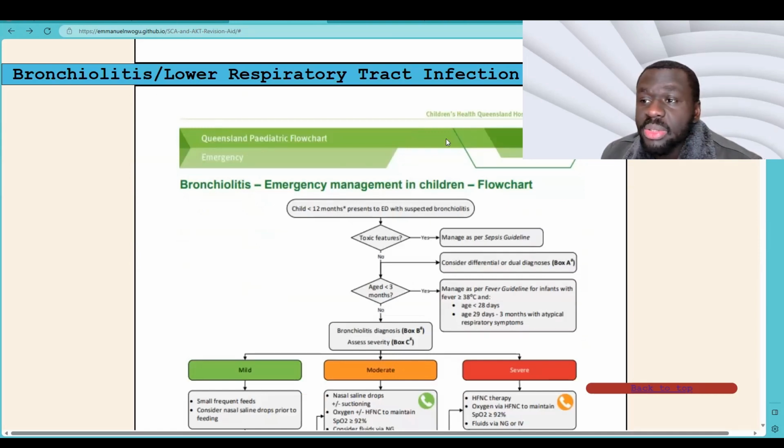So something that's quite common in primary care as well is bronchiolitis, which can be confused with a bacterial chest infection or can be confused with an acute exacerbation of asthma. Because typically, bronchiolitis presents like a mixture of pneumonia and asthma.